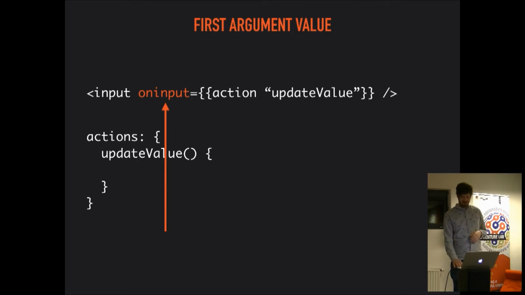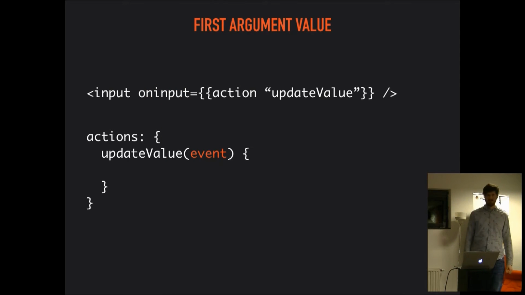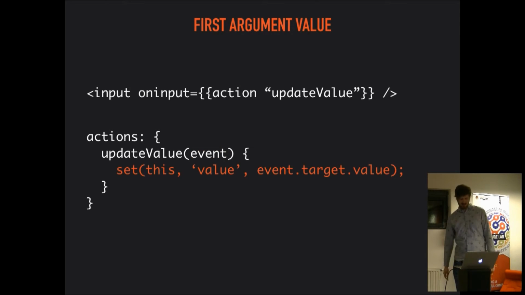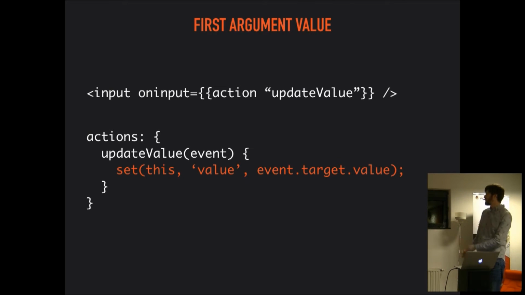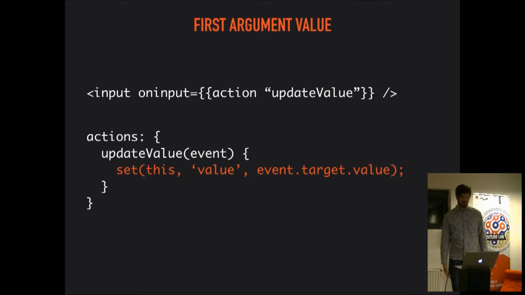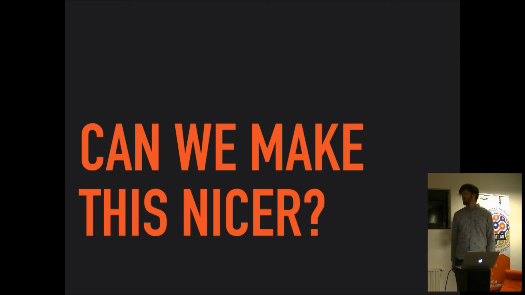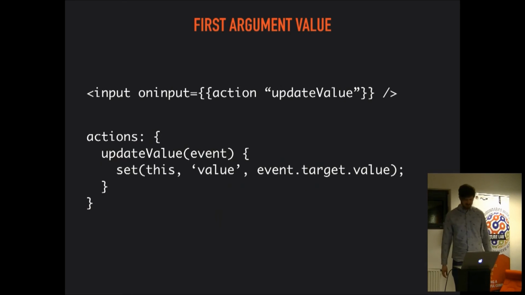This is just an event attribute on your element, and when you trigger an event on an element, the first argument will be an event. Like your plain old, well, in this case, a key event. The event has a target, and target will be the input element, and value on an input element will be the value of your input. So we can set the value to event target value. But can we make this nicer? Well, of course, because otherwise I wouldn't tell you about it.